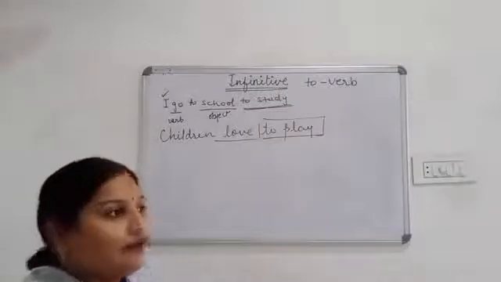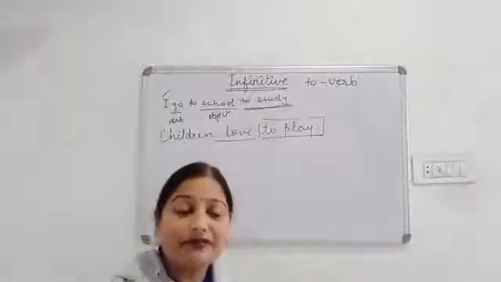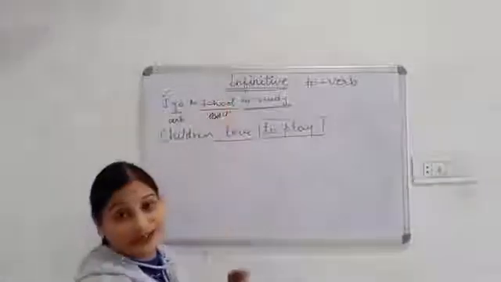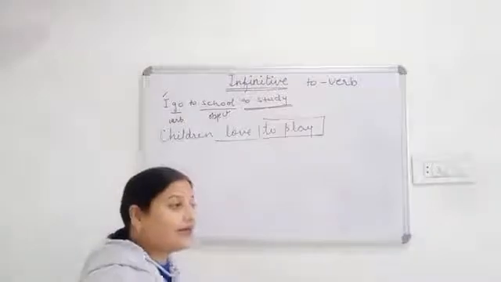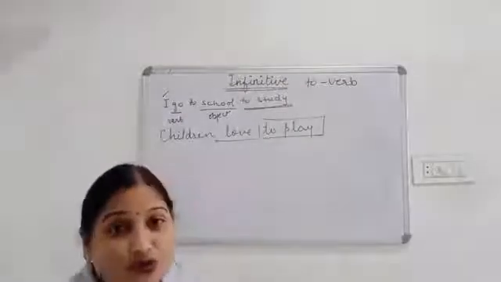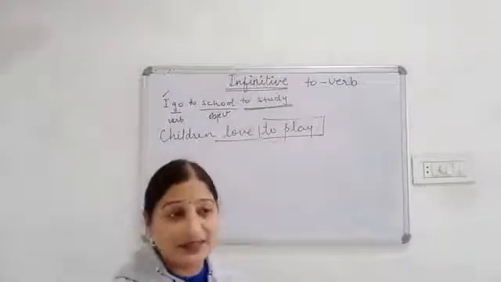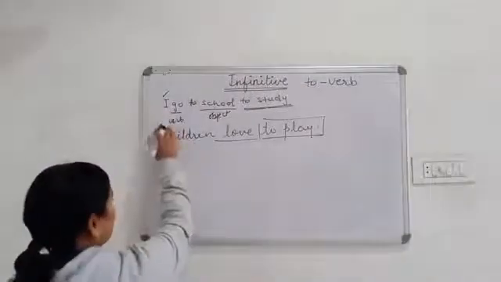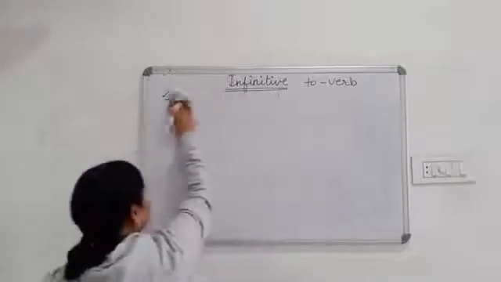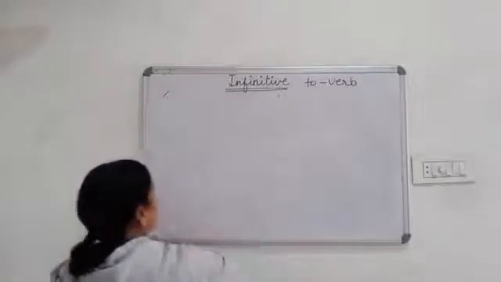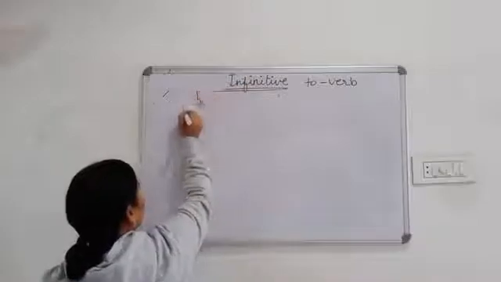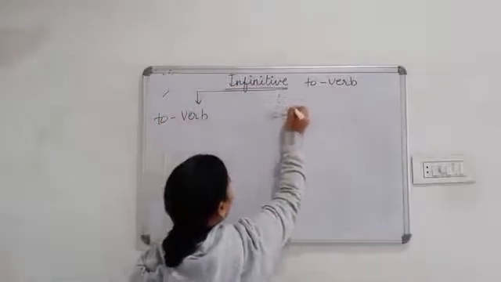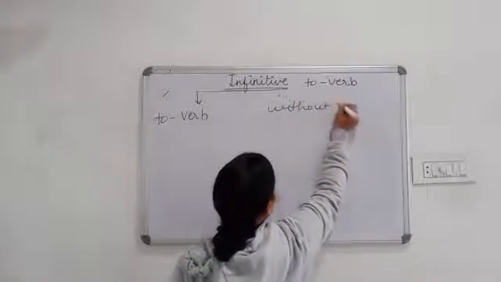Now once again children, we can say that if we are using something with to, then that is called the infinitive, or we can say that a verb which can be used with to, or sometimes the verb that can be used without the to, is called the infinitive. So if we look at the infinitive, we'll see that infinitives can be used with to verb or without to verb.